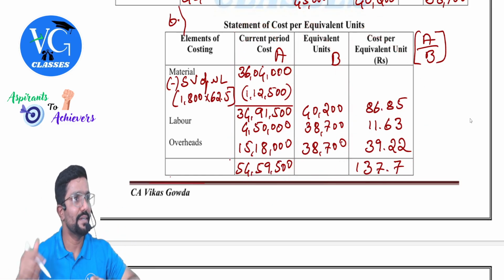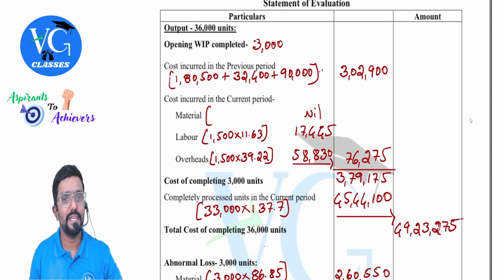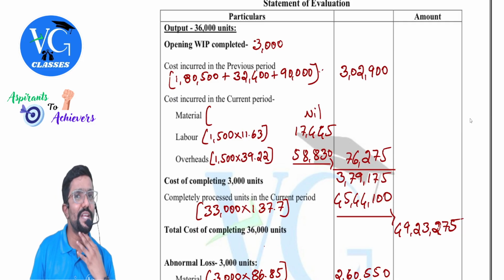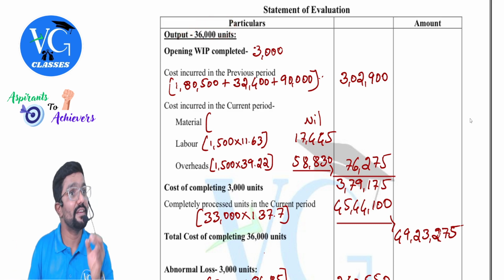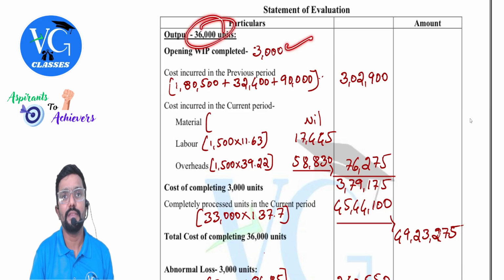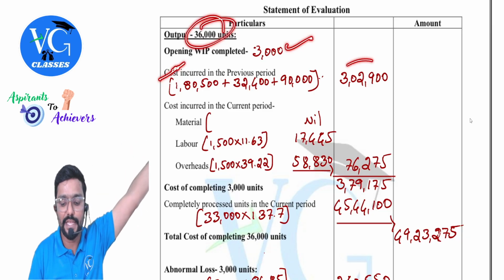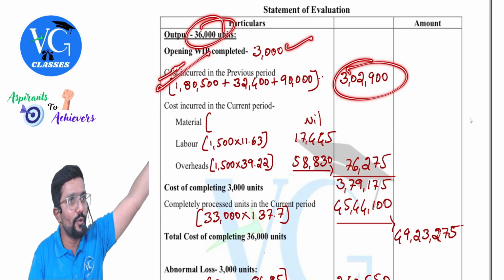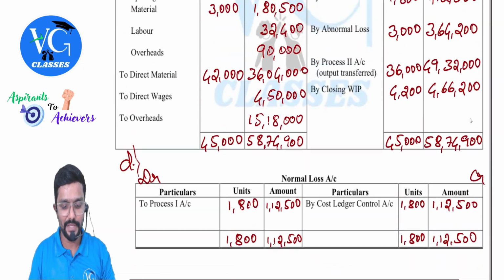Now coming to the statement of evaluation. Here it is important. Sir, here I need to transfer the output to the next process. Should I take 36,000 units or only 33? How many units am I transferring to the next process? 36,000. So take fully. Out of 36, how much is out of opening WAP? 3,000. On that, we already incurred some cost in the past year. Take that. This is the cost of opening WAP. Clear? Which I used to take here under the weighted average method.